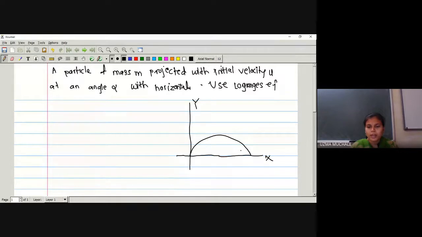It will go somewhere, right. If you throw something up into the sky or to some height, obviously it will come back due to gravitational force. So we are saying that it is projected at some angle alpha.